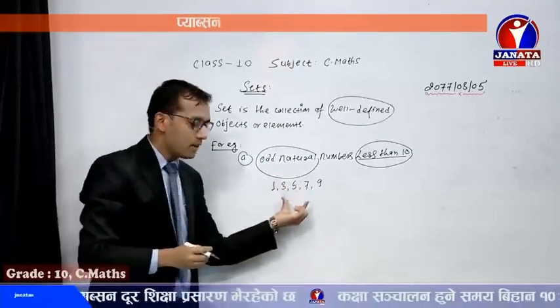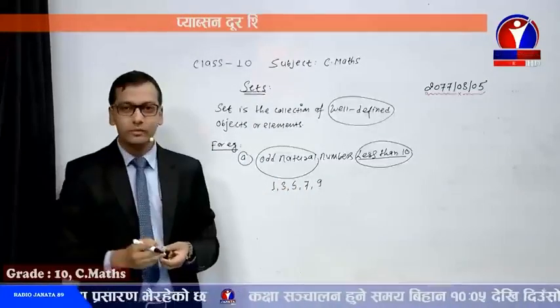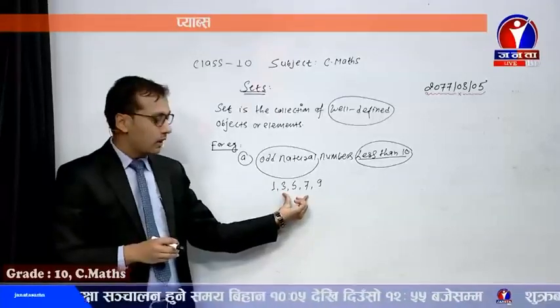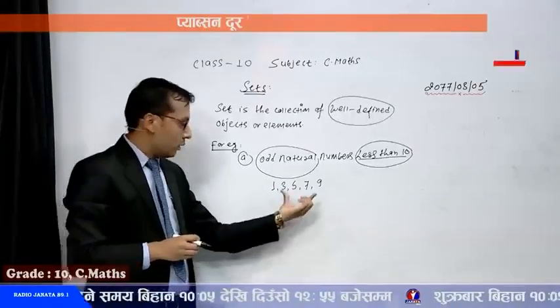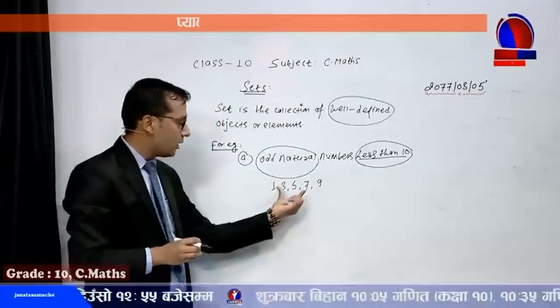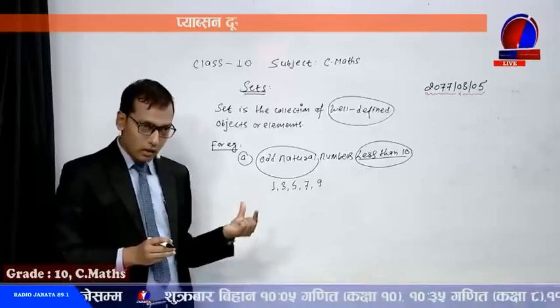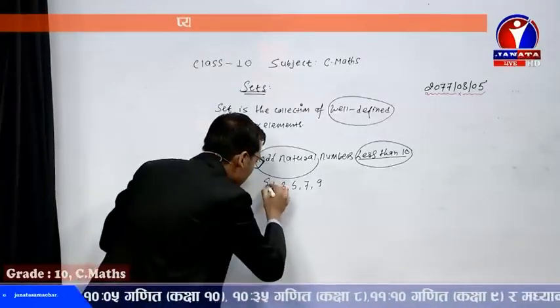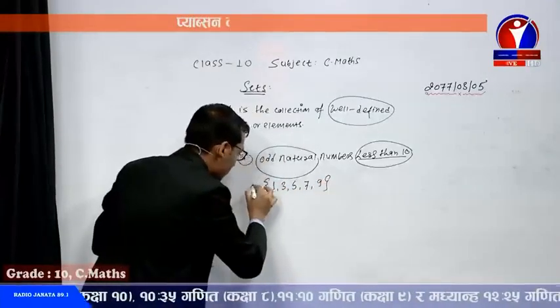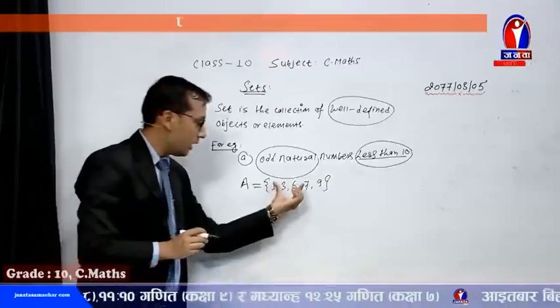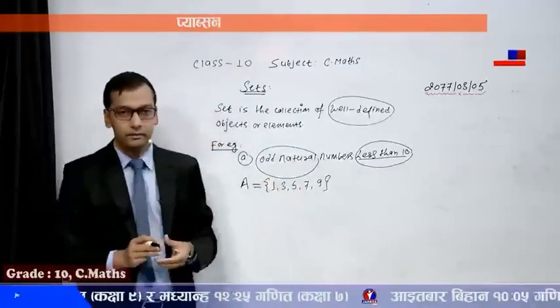These numbers are odd, natural, but less than 10. So we can say here are 5 numbers. These are odd natural numbers less than 10. These numbers can form a set, and I can denote this set by capital A, and we insert the elements in a bracket called a curly bracket.